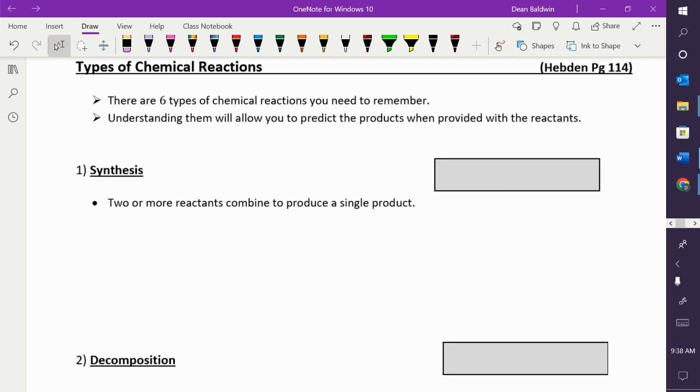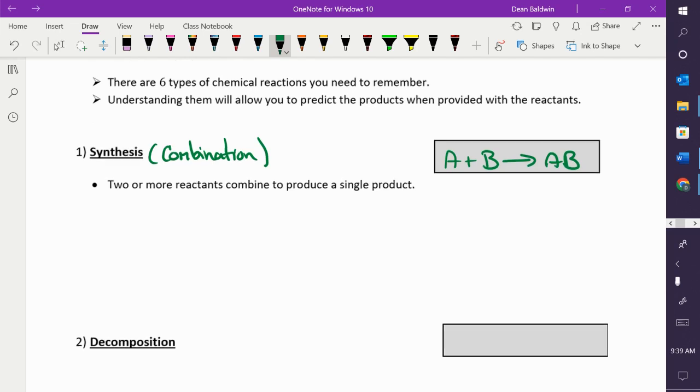Okay. So the first type is a synthesis reaction. Sometimes you can call it a combination, but it's actually called a synthesis. Two or more reactants will combine to form a single product. So the general equation would be A plus B goes to C. Or A, that's right, AB. That's a little bit more realistic. AB. But C is the thing. It's two going to one. It could be three going to one. It could be four going to one. But it's producing a single compound. We're synthesizing something.